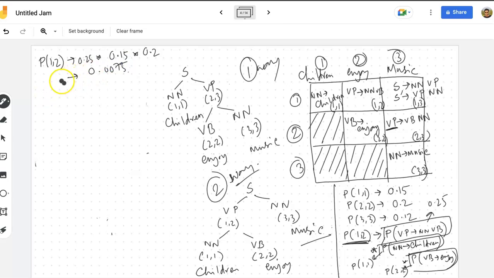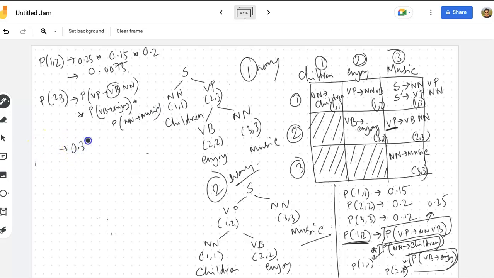Now similarly you can find the probability for P2,3. So what is P2,3? P2,3 is the probability of this rule, the probability of the rule VP goes to VB NN, then multiply with this thing. VB goes to the word enjoy, into the probability of NN goes to the word music. All these things are given, so you just multiply. It is 0.3, 0.2 and 0.12, which is 0.0072.